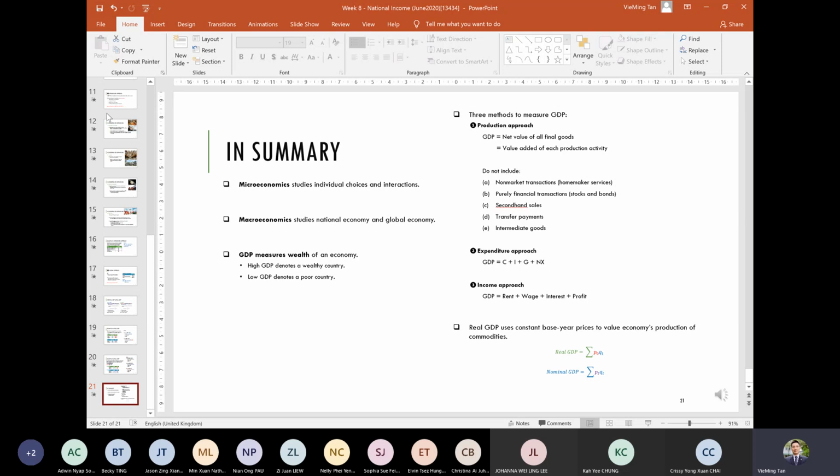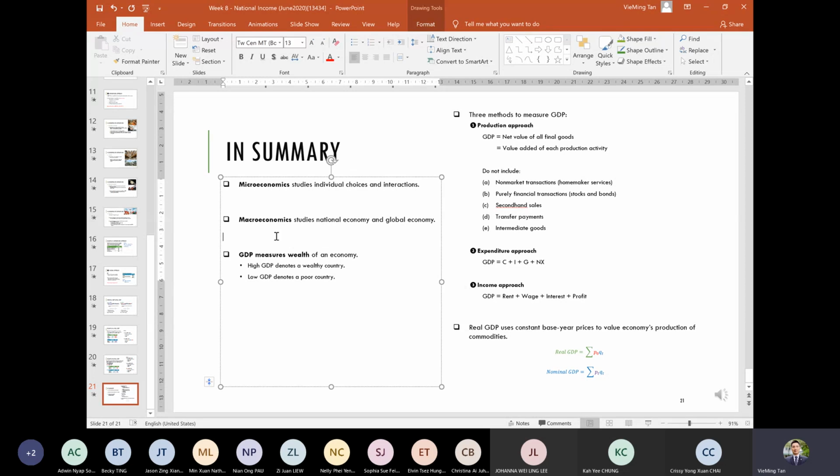At the beginning of this chapter, we already learned the difference between micro and macroeconomics. Microeconomics focuses on the individual choices and interactions in an economy, whereas macroeconomics studies the entire economic phenomenon, and that can also include the international trade economy as well. Global means international trade. Macroeconomics usually focuses on three issues, which are economic growth, followed by inflation, followed by employment.